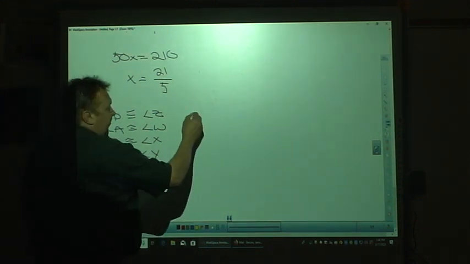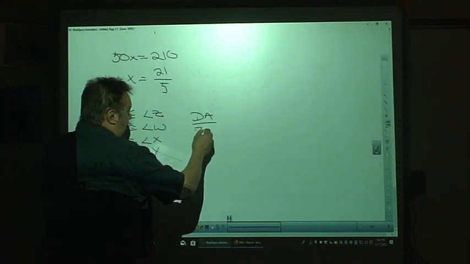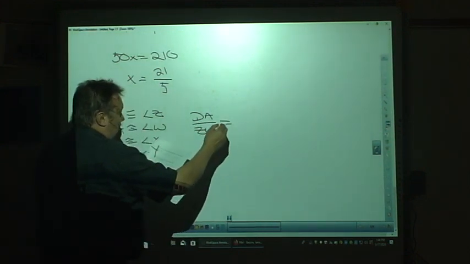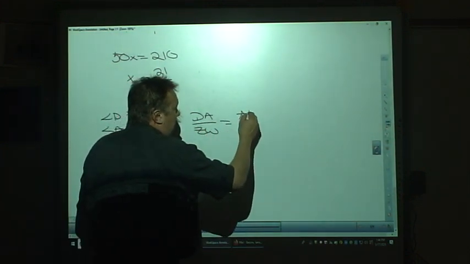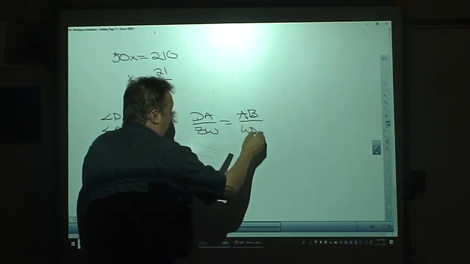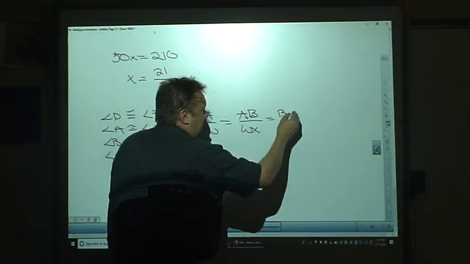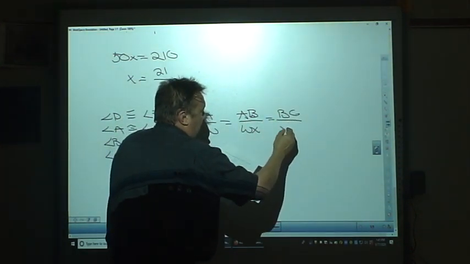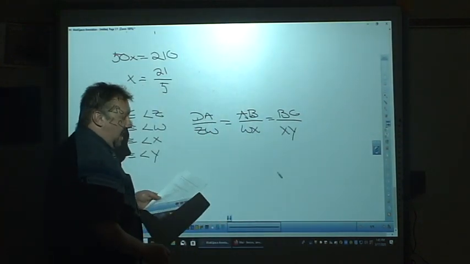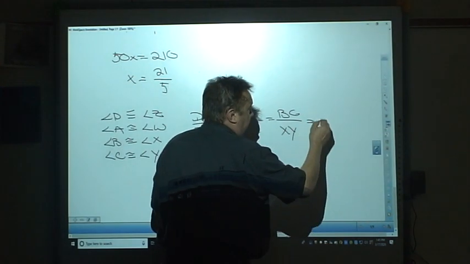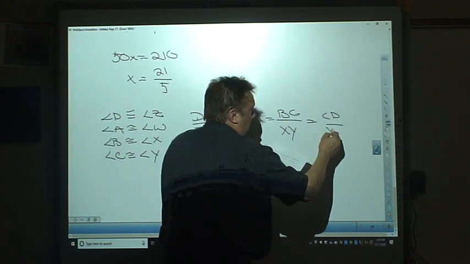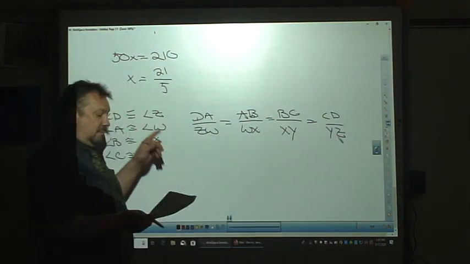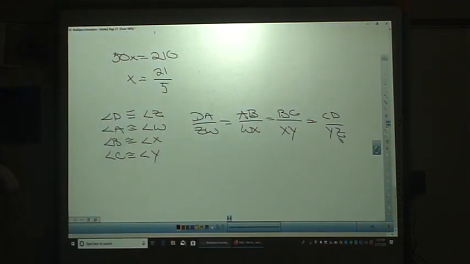Then do the same thing with the sides. DA over ZW equals AB over WX equals BC over XY. And then the last side would be CD over YZ. That similarity statement tells you everything that lines up, and that's what's important to be using.